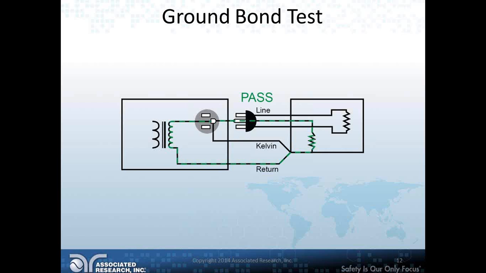Some of our instruments do not have a four-wire method. But in any case, the result of a ground bond test is in ohms and gives you a measure of the resistance of the ground circuit of your product. Here's another diagram showing a quick fail condition. This means that the ground circuit of your product has failed for a high current test, and it should be checked or replaced or repaired.